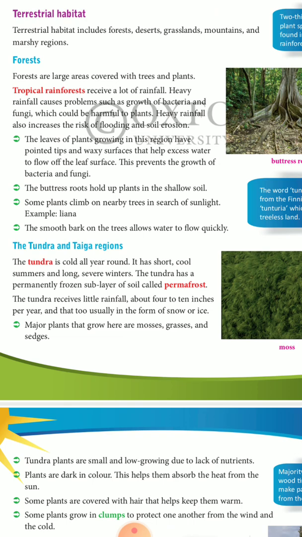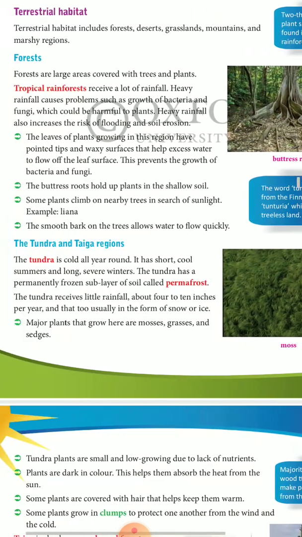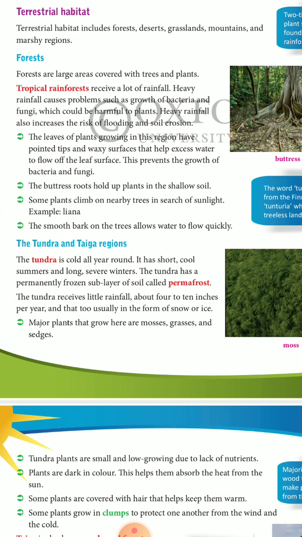Now as we know, the plant needs temperature and everything to grow. As the temperature here is very low, and the soil is always covered with the snow, here we will not have big trees like the rainforest. Here the trees growing will be very small in size. So come to the last arrow on page number 33. The major plants that grow here are mosses, grass and sedge.